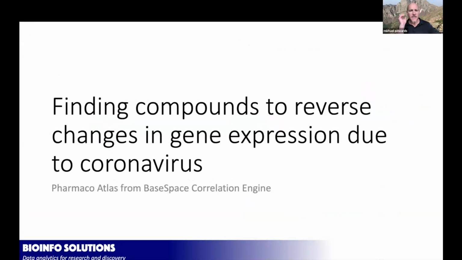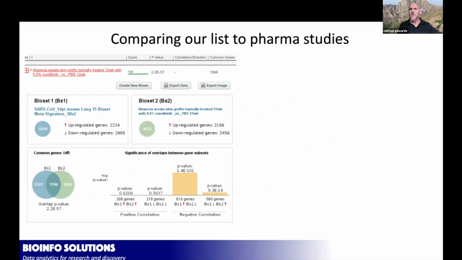All right, get going here. So again, these are genes that go up and down. What we can also do, and what's more important with therapies, right, is how do we use this information to maybe find drugs or therapeutics that could work against the virus? And we use correlation engine to do this again.